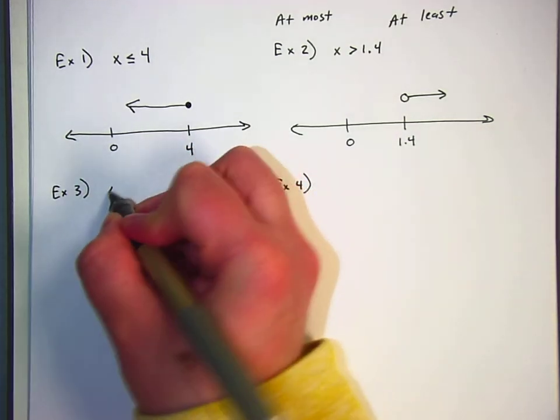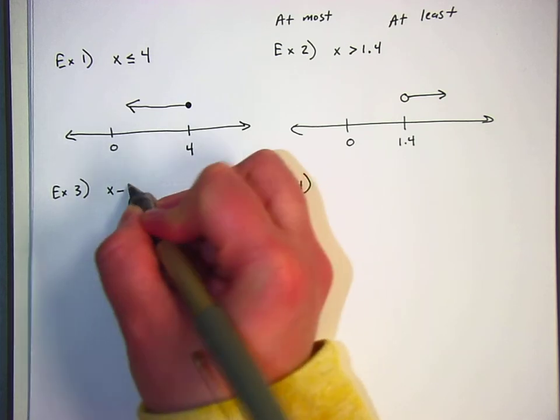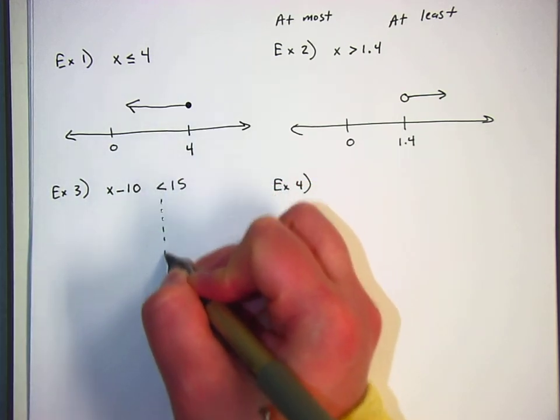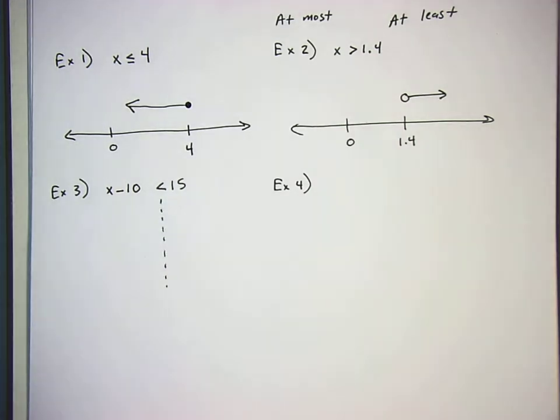All right, example 3, example 4. So now we're actually going to start solving stuff. X minus 10 is less than 15. You can still draw this line in if you want to help you solve it.